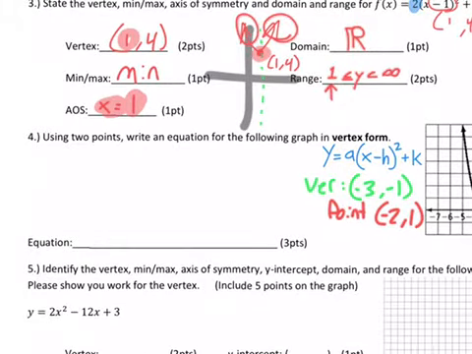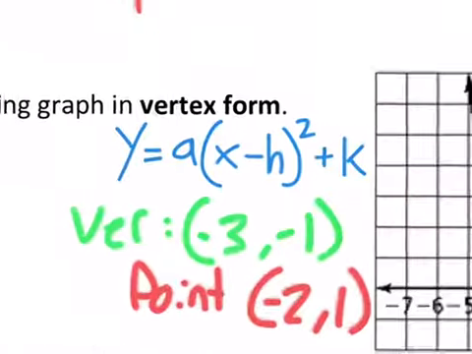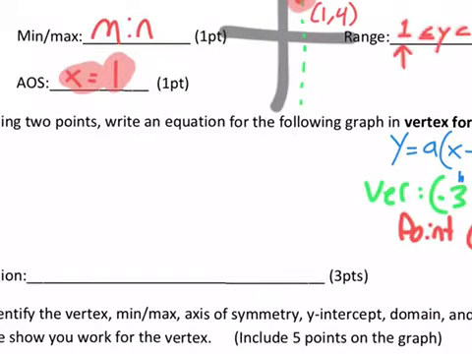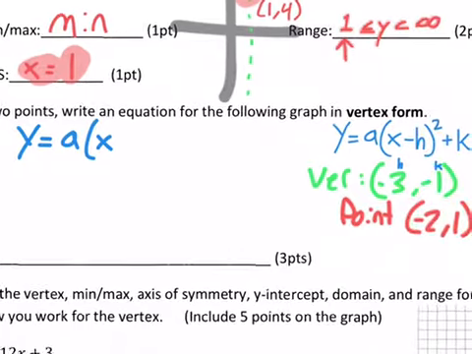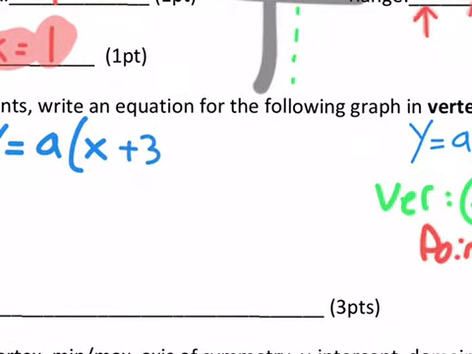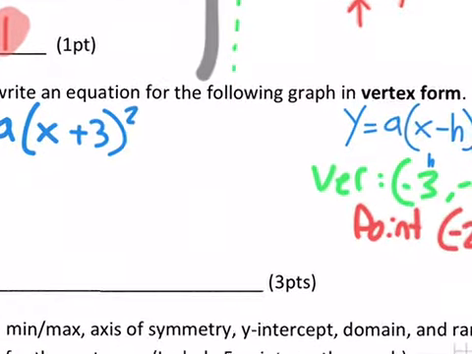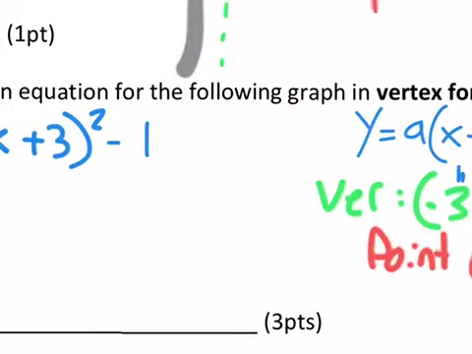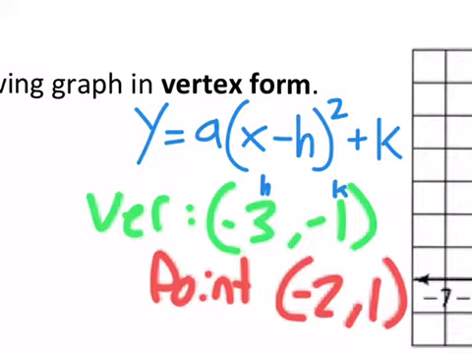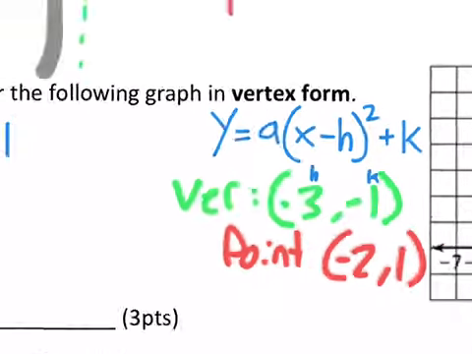We're going to take our vertex and plug it into our vertex form. So that's going to tell us our h and our k value. So here's what that would look like. We have y is equal to, I still don't know a. I've got x. Now when I do a minus a -3 here, that's going to turn into a +3 because it's got to look like the opposite. And then we have -1, therefore our k value. So this is us just plugging in our h and k values.